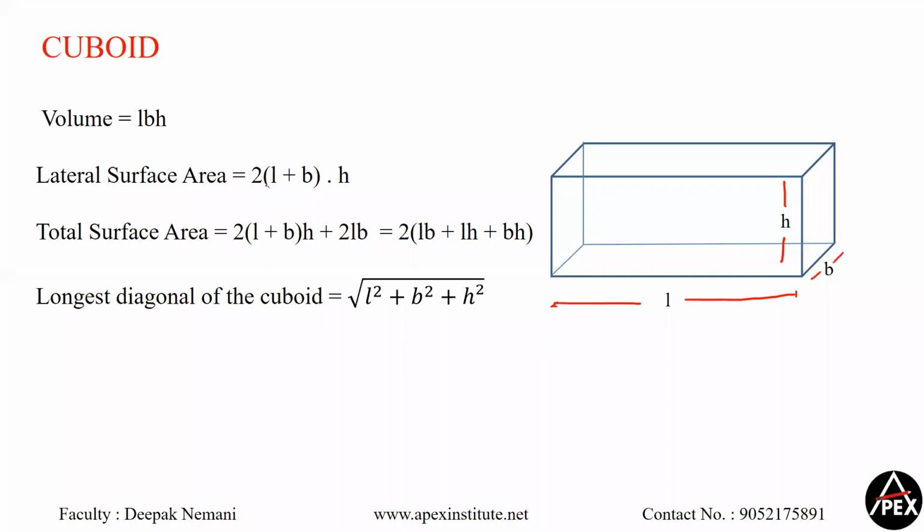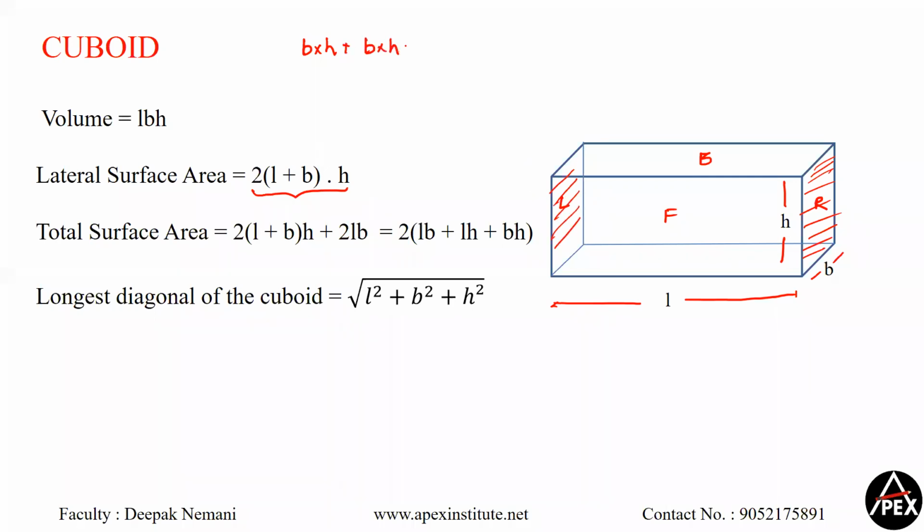Now coming to lateral surface area. The lateral surface area is given by 2 into H into L plus B. Now let's see, how did we get this formula? In lateral surface area, what are the faces that we will consider? This back face, front face, right face, and left face, isn't it? Now what is the area of this right face? This is a rectangle, isn't it? This surface is a rectangle with different dimensions, B and H. So the area of right face will be B into H. Okay, and the area of left face will also be B into H.